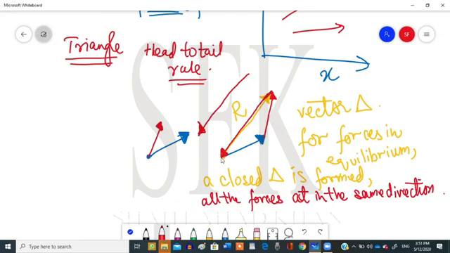1, 2, and 3. Head to tail, head to tail, head to tail. They are actually following the same path. So whenever we get an equilibrium triangle like this, that triangle is always for a body in equilibrium. And for bodies not in equilibrium, a resultant exists.